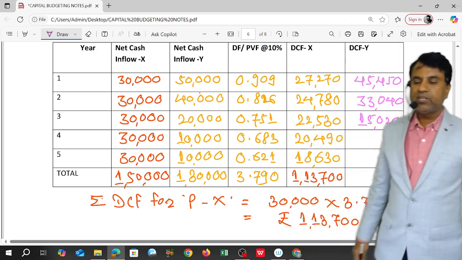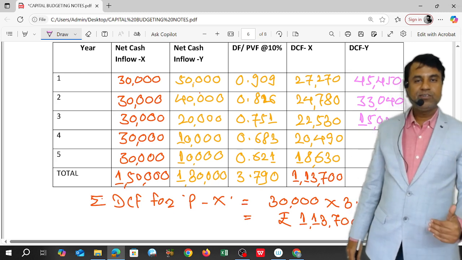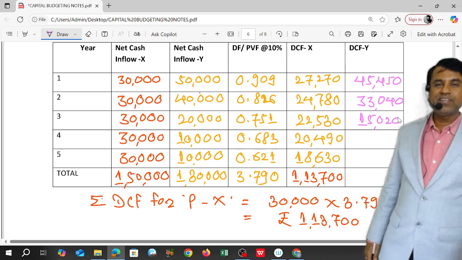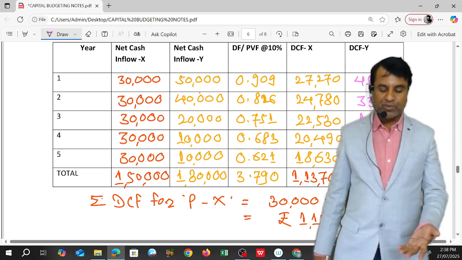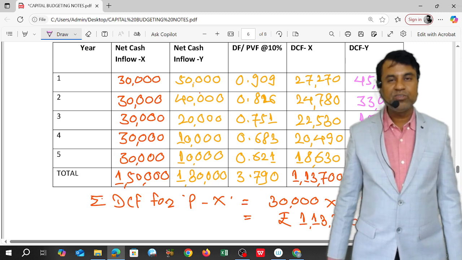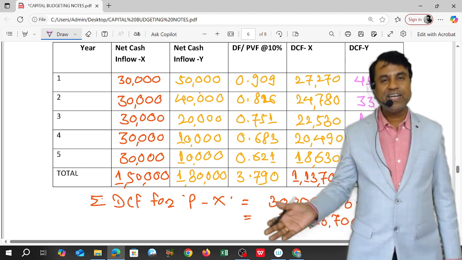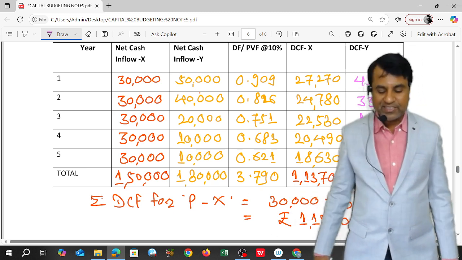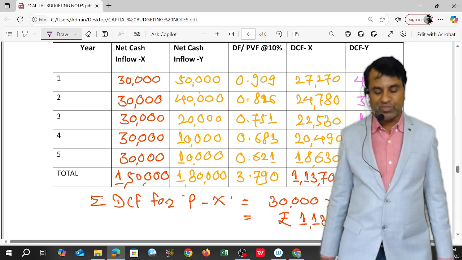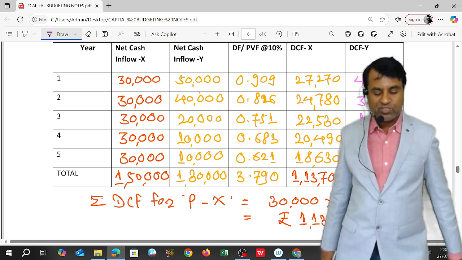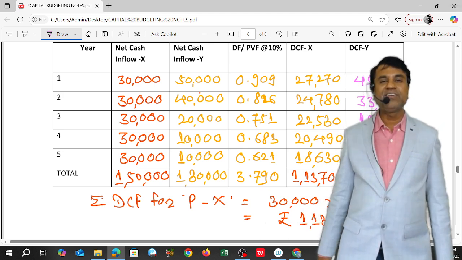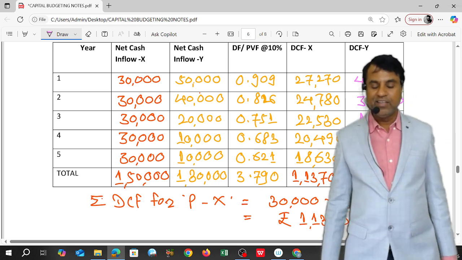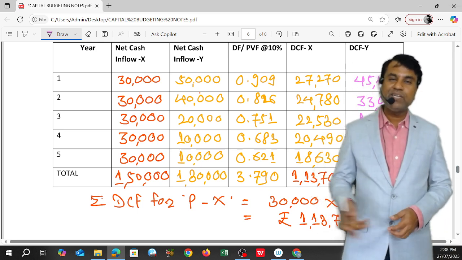Students, these are nothing but the present value of cash inflows in today's terms, but these are given in future terms. For project X, it is 30,000 for first year, second year, third year, fourth year, fifth year. But its present value in year 1 is 27,270. After the second year, you will be getting 30,000, but its today's value at 10% is 24,780. After 3 years, it is 30,000, but today's value is 22,530 at 10%. After 4 years, it is 30,000, but today's value is 24,90. After 5 years, it is 30,000, but today's value is 18,630.